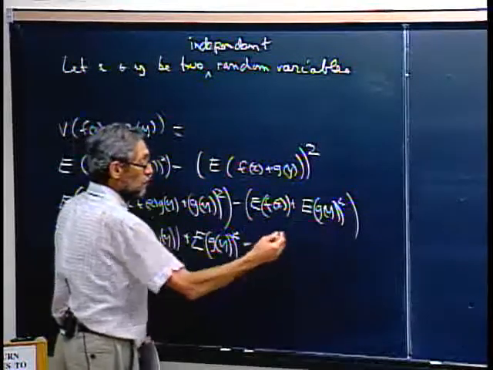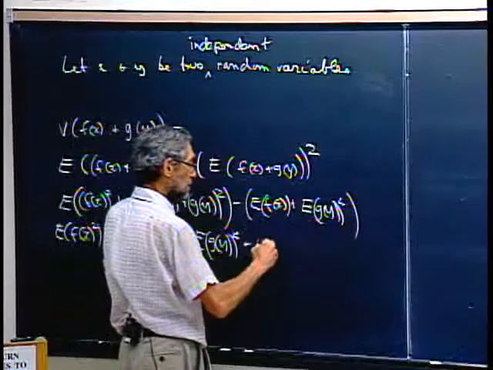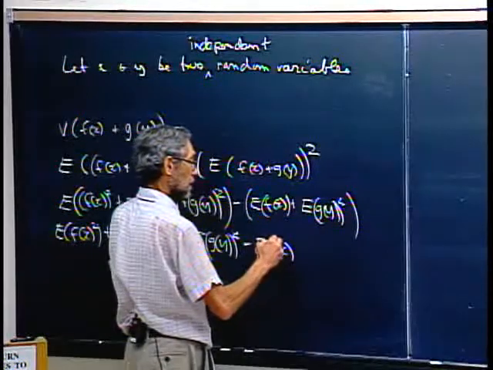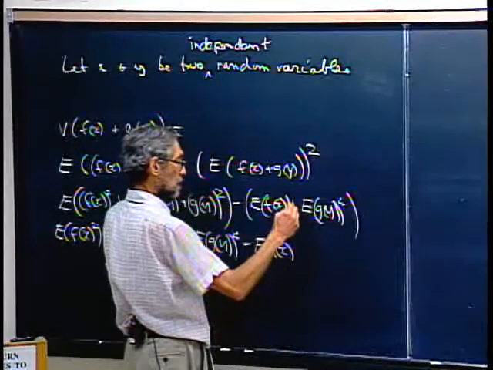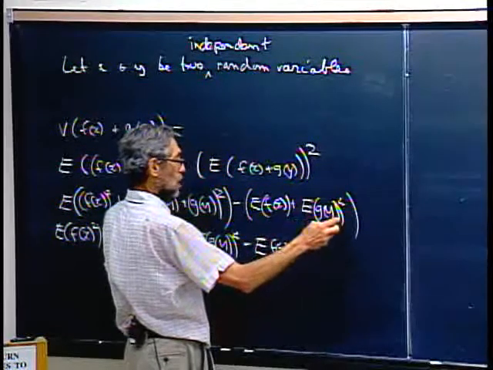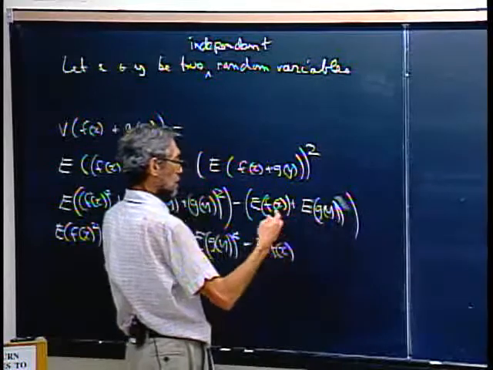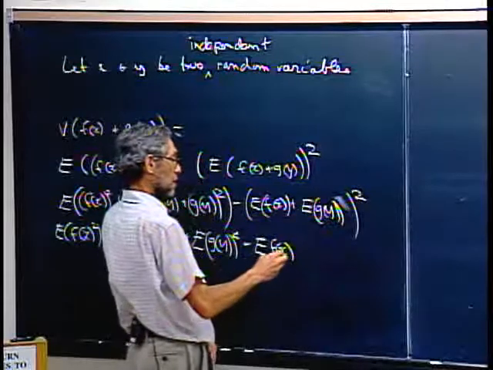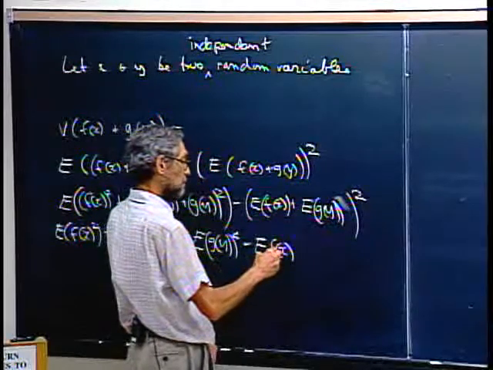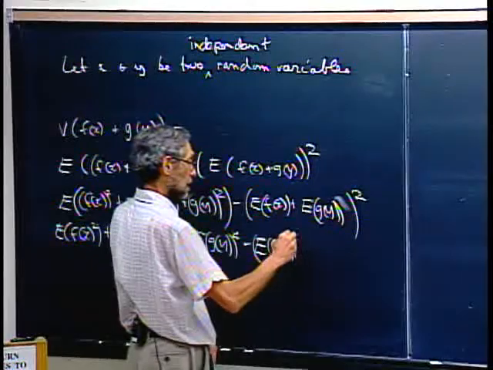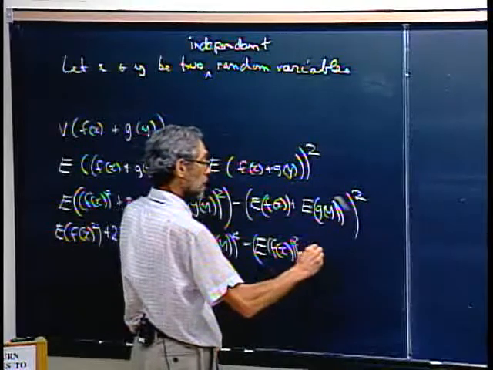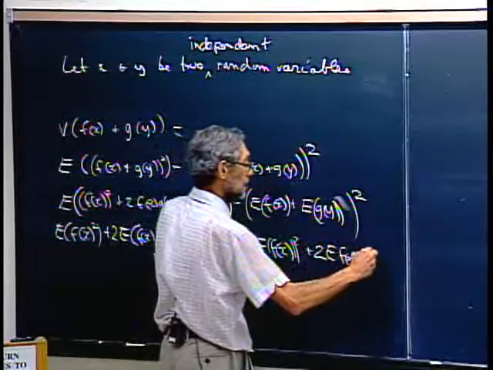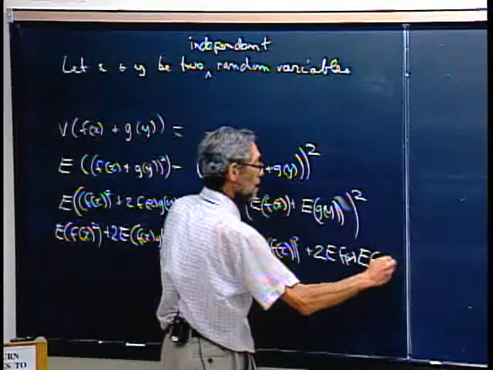And now this thing squared, I'm going to have minus the expectation of f of x. Let's see. I think my square is in the wrong place, right? I'm supposed to have the sum of these expectations and square them. So I have to take this expectation and square it, plus twice the expectation of f of x times the expectation of g of y.